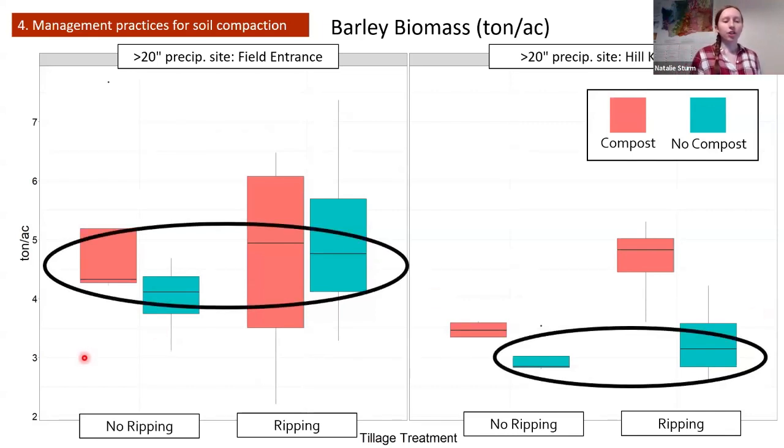And so what I want to highlight first is the difference between ripping, which is on the right-hand side of both of these graphs, and not ripping. There was little to no significant difference in the barley biomass yield due to that deep ripping. Even though we saw that difference in penetration resistance, it didn't ultimately translate to a difference in biomass. In the ripping plus compost treatment on the hill knob, we did see a significant increase in barley biomass compared to all the other treatments.